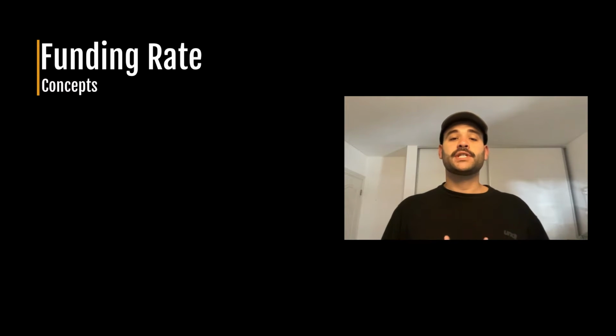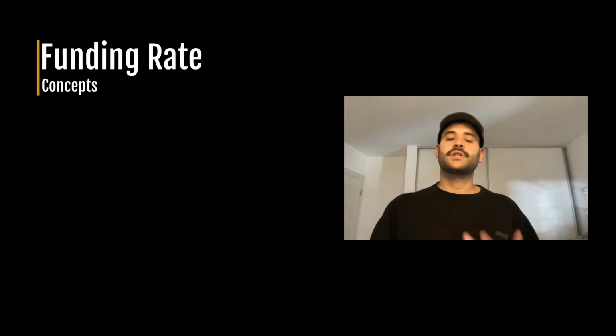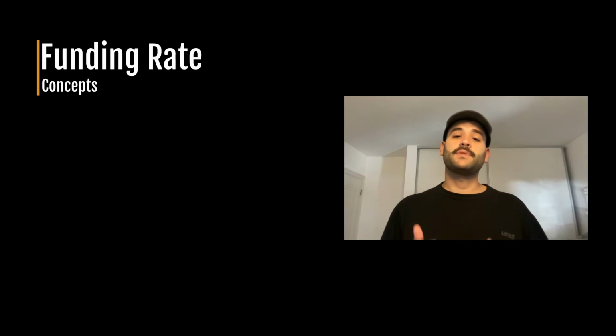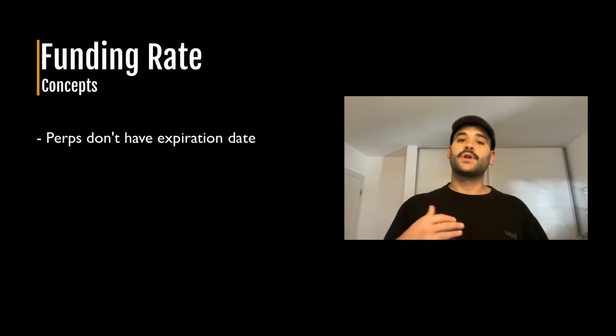So let's get started. I'm not going to go into too much detail about how it's calculated, but I will give you a conceptual idea of why the funding rate exists in perpetual markets and how this value can be positive or negative depending on the market scenario. The main difference between traditional futures and perpetual contracts is that perpetual contracts don't have an expiration date. This means that if you don't get liquidated, you can hold a position forever.